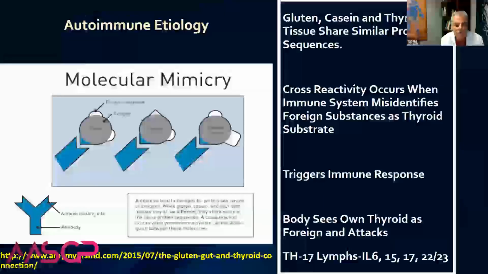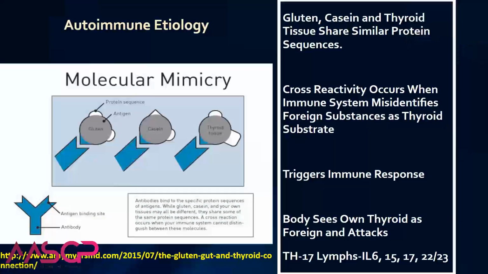There's a term called molecular mimicry, and what happens is that the molecules that make up the thyroid tissue and the thyroid hormone are quite similar to casein, which is found in dairy, gluten, which is found in grains, and a number of other substances, especially fluoride, which was put in the drinking water in major U.S. cities in the late 1940s.